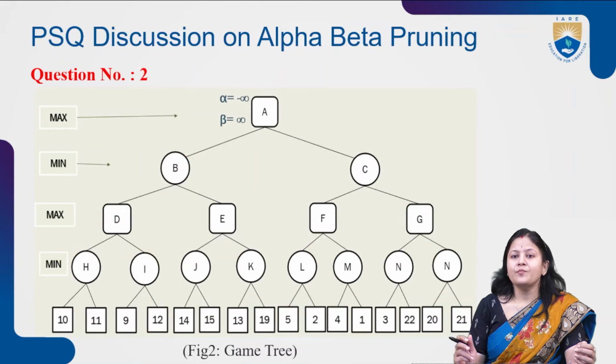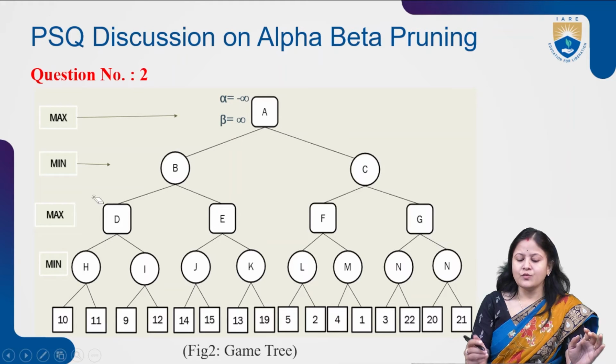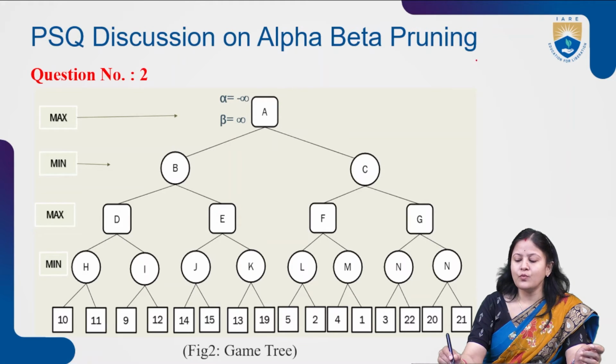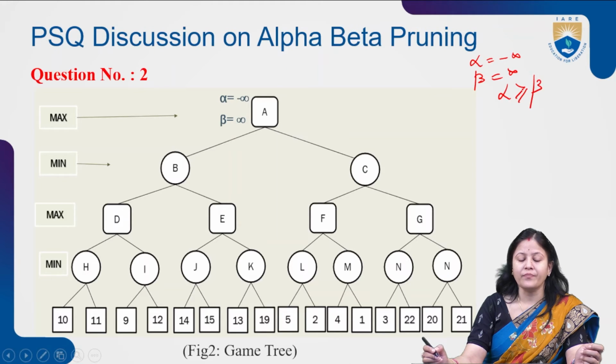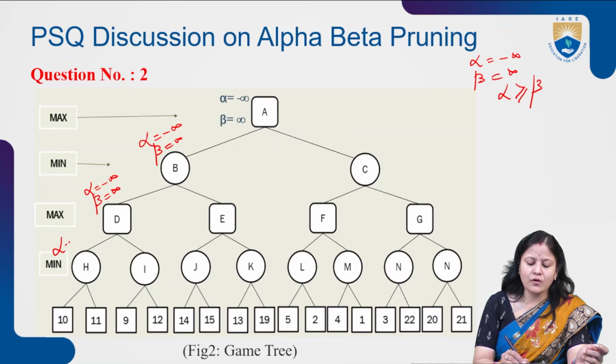Now let us solve another problem. This problem looks a bit complicated because many utility values are given, but we have to follow the same concept. Initially we assign alpha equal to minus infinity and beta equal to infinity, and we have to check the condition: alpha should be greater than or equal to beta. The alpha and beta which we initialized for node A, we pass to node B. So alpha is minus infinity and beta is infinity here. Same for node D, and same here also: alpha is minus infinity, beta is plus infinity.